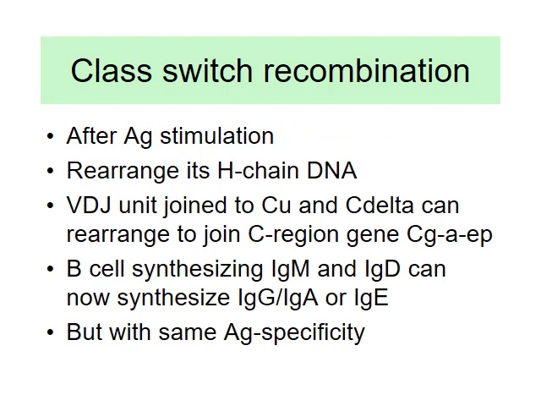Now, summary slide for class switch recombination. We know once antigen stimulates the production of antibody, there is a rearrangement of heavy chain DNA, and then we have the VDJ unit that joins together to form either mu or delta, or they can rearrange, especially for the C region. So they can either go for gamma, go for alpha, go for epsilon. So that's what's happening over there.